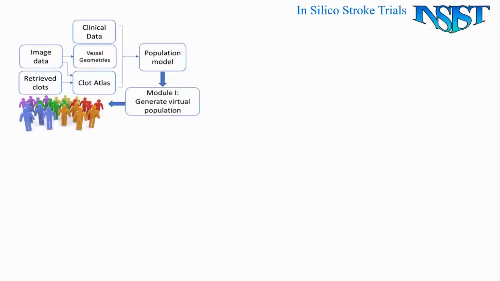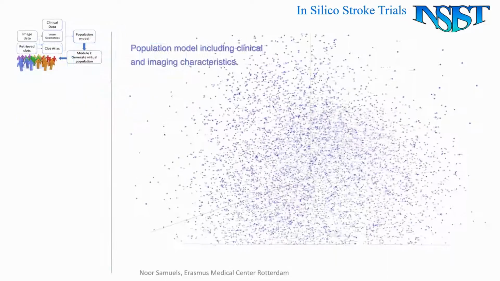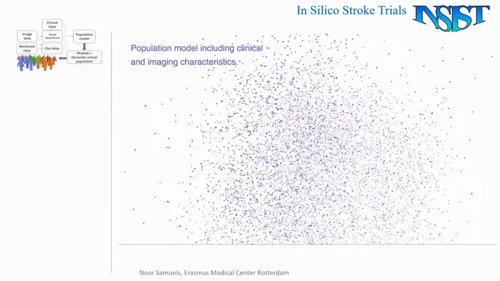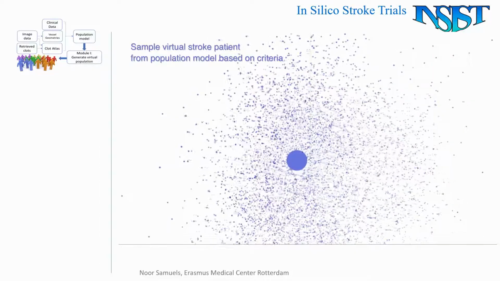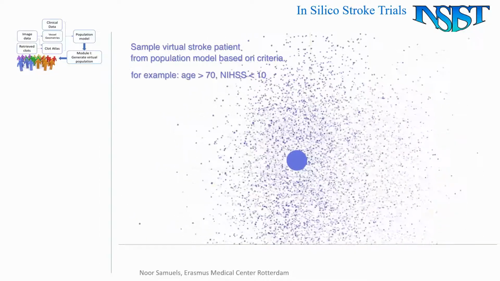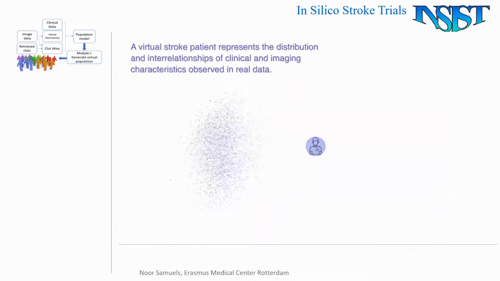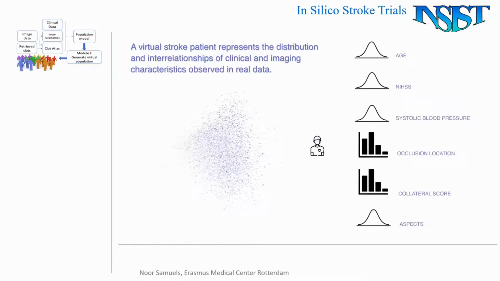Our first module generates a virtual population. Each virtual patient is based on a random selection, based on the variation and covariation of all the available patient data, covering up to 15 patient characteristics. Our virtual population can be as large as we want, but each virtual patient would still be unique.